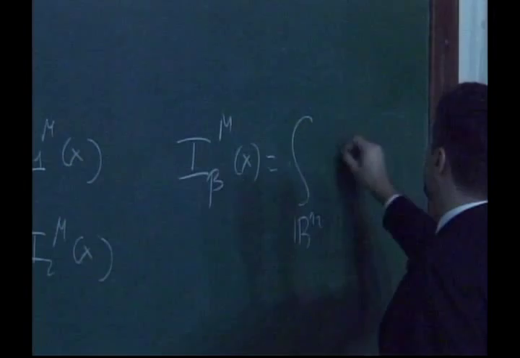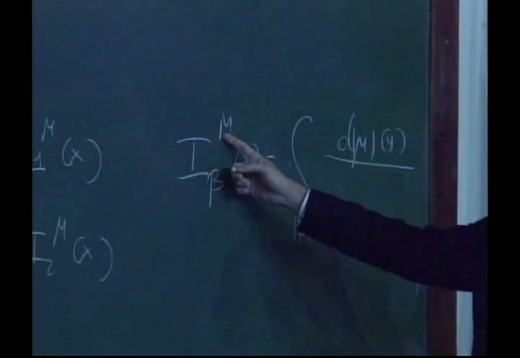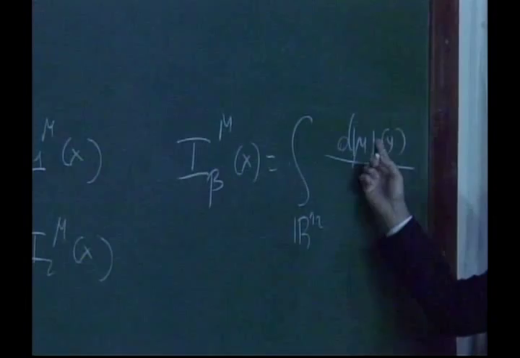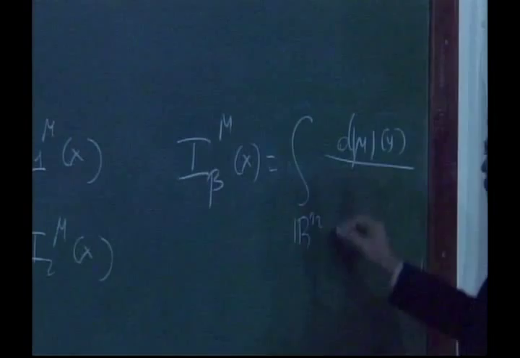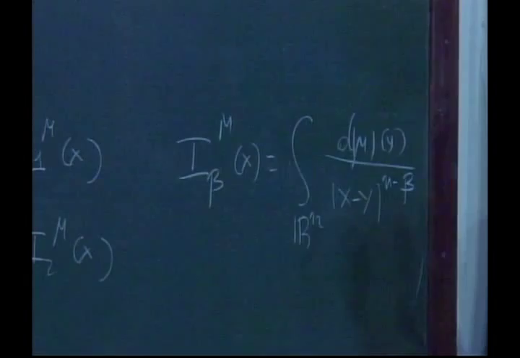Actually, the real Riesz potential is without total variation. Let me put the total variation to be consistent with the next results, and this is simply this object, when beta is of course larger than zero, and that's it.